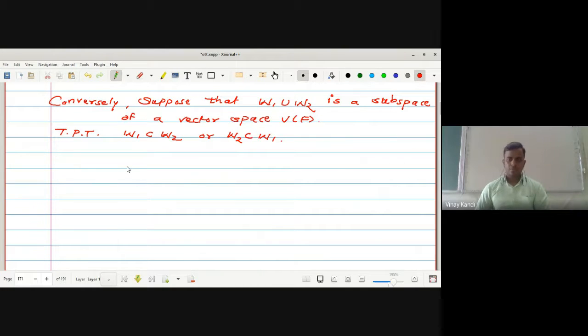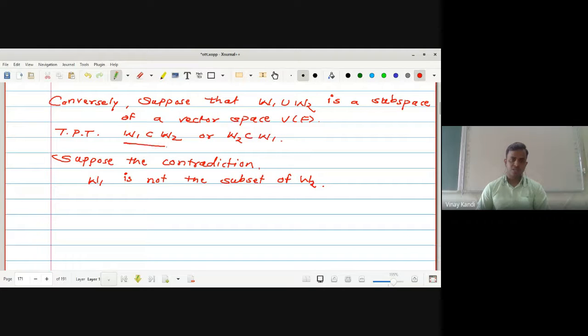Okay, now suppose the contrary statement. Suppose the contradiction. What is the contradiction statement? Look here. Suppose the contrary: W1 is not a subset of W2.